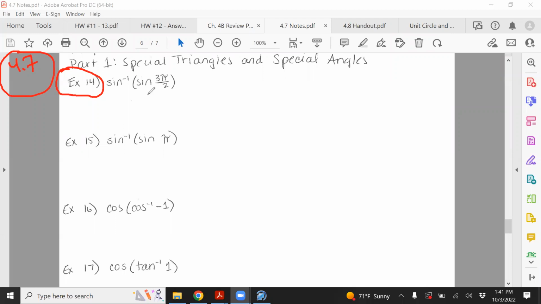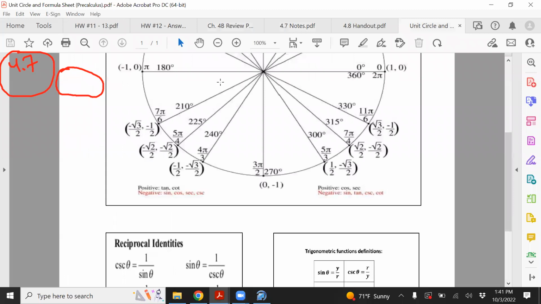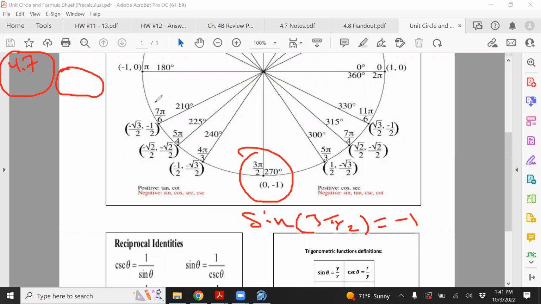Perfect. Okay. So sine 3 pi over 2. I know you guys have done this already; I'm just doing it again. So 3 pi over 2 is down here, obviously, and you want sine of 3 pi over 2. So you want the y coordinate. What's the y coordinate at 3 pi over 2? Thank you, Diana. -1.